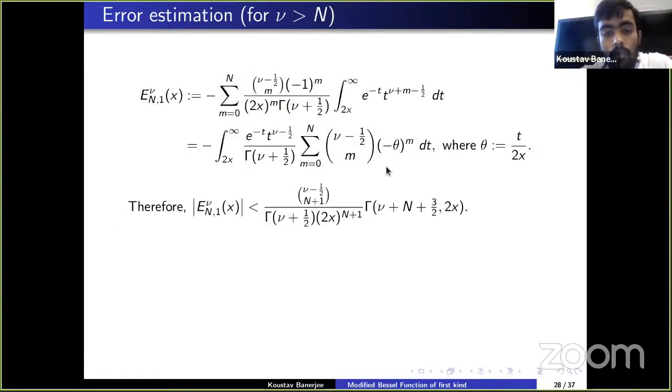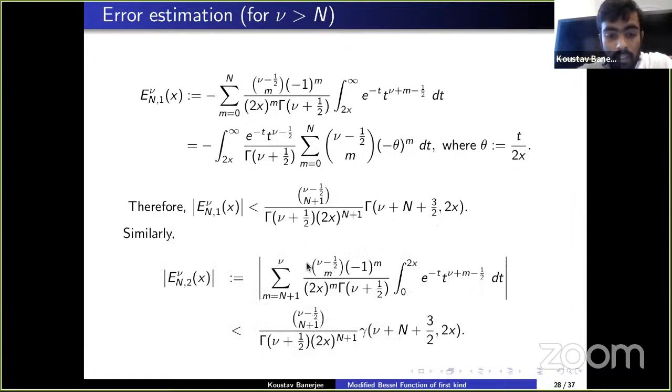So using this estimation, we can prove that this e nu n1 of x is bounded by this factor divided by gamma nu plus half, 2x to the power n plus 1, and this incomplete gamma function of nu plus n plus 3 over 2 by 2x. Similarly, for the second factor, for the sum 2, I can get this, where theta is t divided by 2x. Here theta is less or equal to 1. So this can be bounded by the same factor in the numerator and the denominator times another incomplete gamma function, gamma nu plus n plus 3 over 2 times 2x. So if I add them together, this would be gamma nu plus n plus 3 over 2 divided by gamma nu plus half, which is nu plus half rising factorial n plus 1.